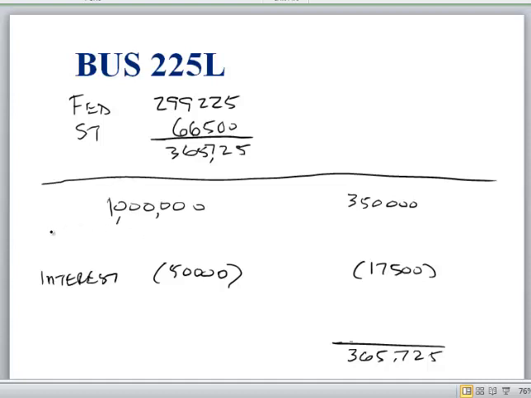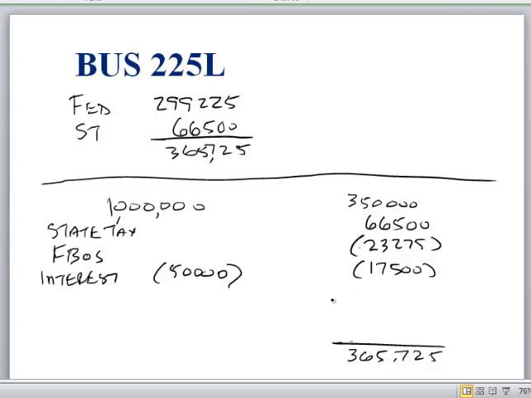State taxes. Okay. How much was our state tax provision? 66.5. And we should get a Fed benefit of state, right? So what's 35% of 66.5? 7,000 is definitely not 35% of 66.5. 23,275.